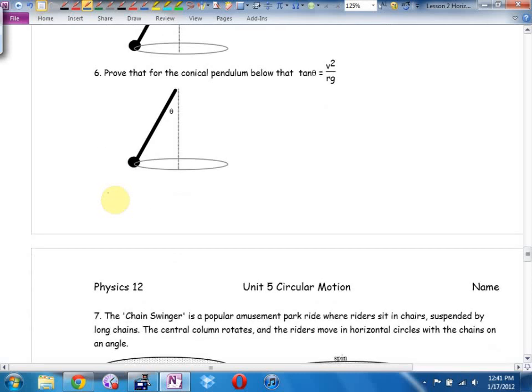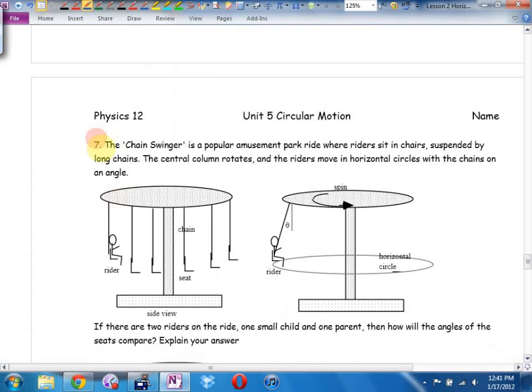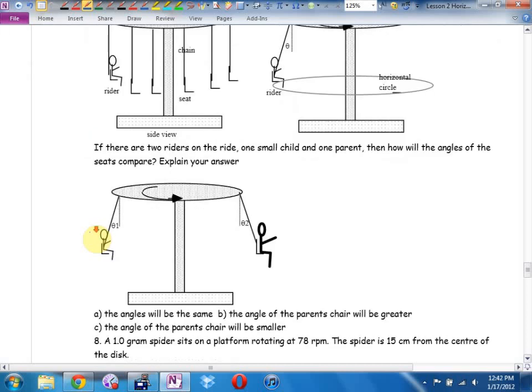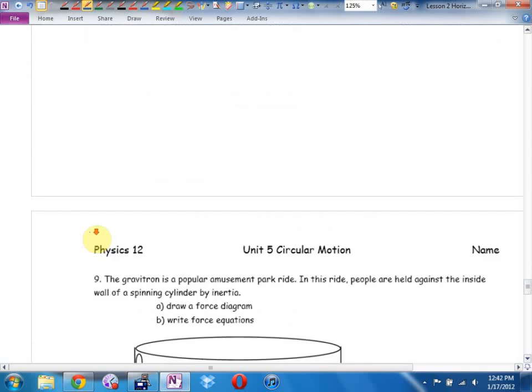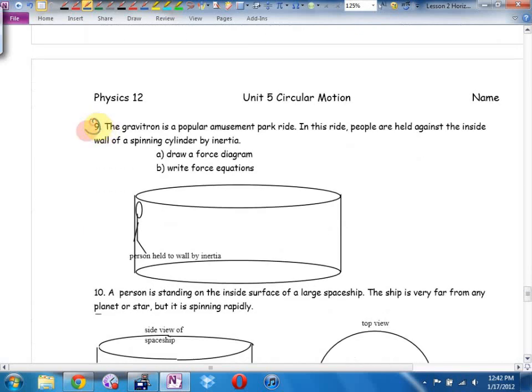Ooh, cool! Amusement park ride. Number 9, the Gravitron. Does Playland have a Gravitron? Well, I think the Playland one isn't part of Playland. I think it's part of the P&E. Okay? Because I haven't seen it at Playland since I've been going there for all these years.